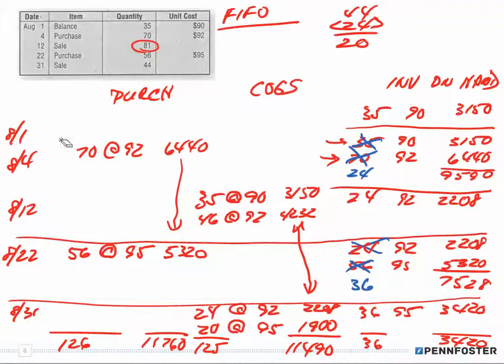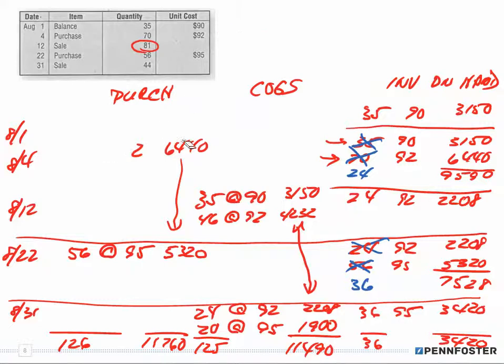Now, I'm going to erase this. So pause the video and copy it down if you have to. But I'm going to erase this, so just come back, because now we're going to work on LIFO.